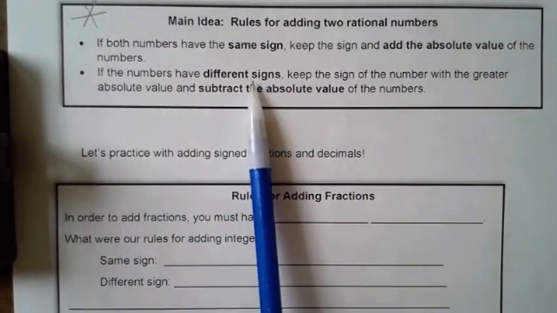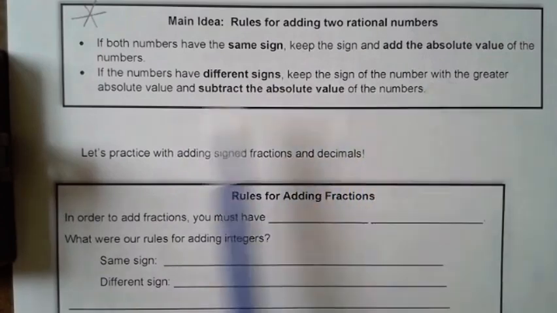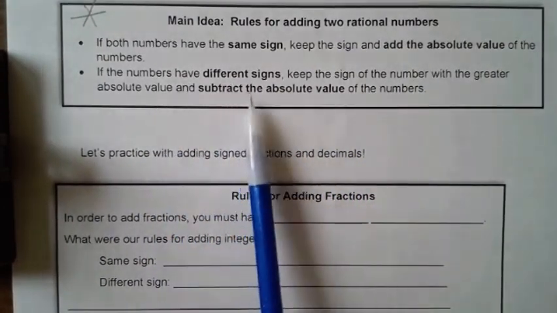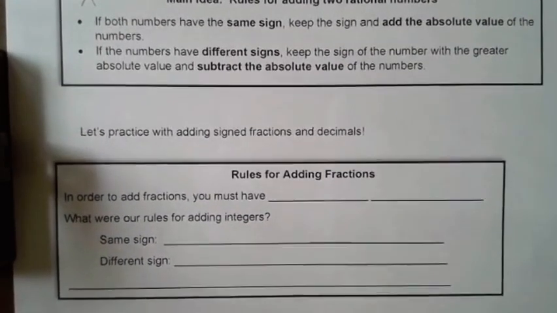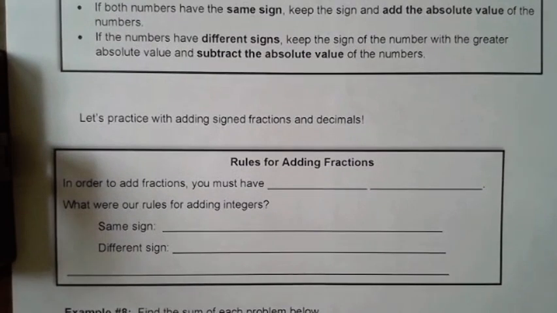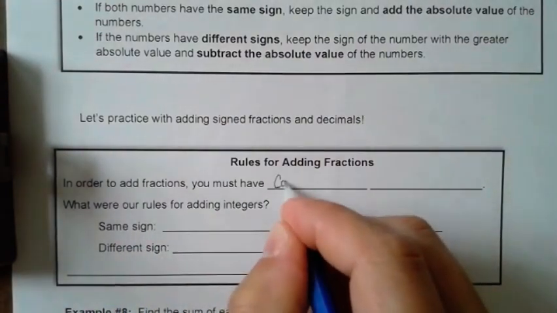But if the numbers have different signs, we're going to keep the sign of the number with the greater absolute value, and then we're going to subtract those absolute values in order to figure out what the answer will be. All we're going to do here today is take those rules and extend them into working with fractions and decimals. Let's first talk about fractions. We have to recall some of our work from previous grades of working with fractions. Remember that in order to add fractions, you must have common denominators.